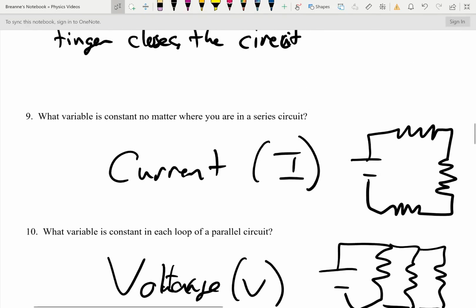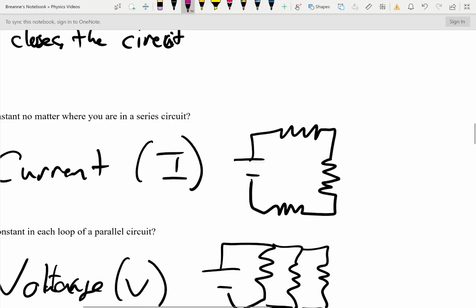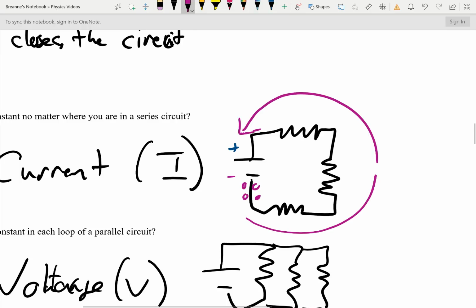The reason your current is constant is because current is the movement of electrons. The electrons are moving from the negative to the positive, and they only have one path to take. So these four electrons have to pass through this one, and this one, to get to the positive side. So all four electrons pass through the resistors. This would be 4, this would be 4, this would be 4. So that's why it's constant.